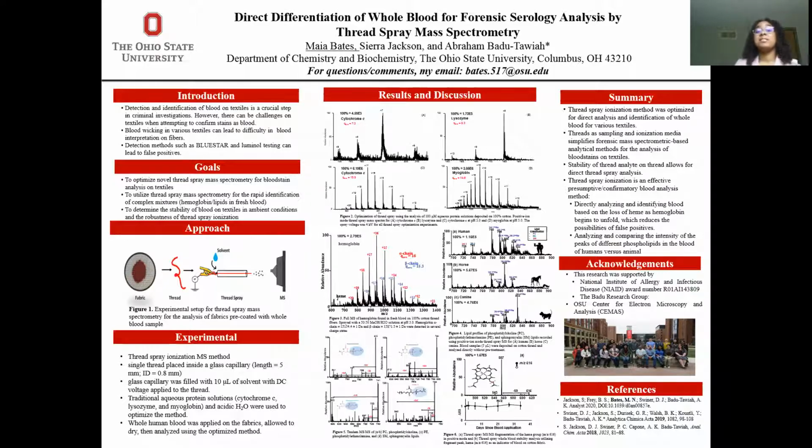But we can take it even a step further, and as the blood is ionized and fragmented, we can look at the lipid profile in Figures 4 and 5. And as you can see, there is a clear distinction between the lipid profiles, which can be used as a confirmatory test of whether the blood is human or animal.